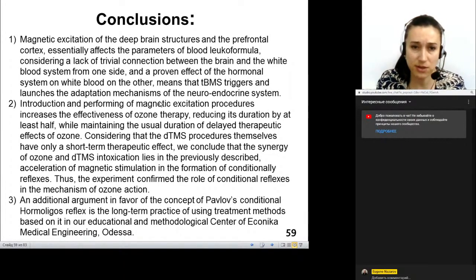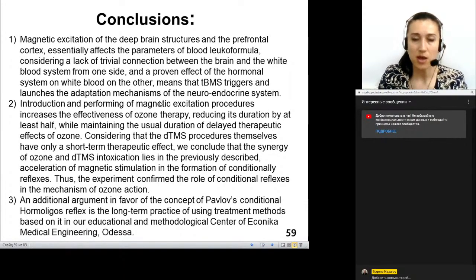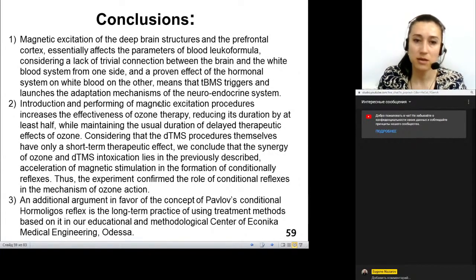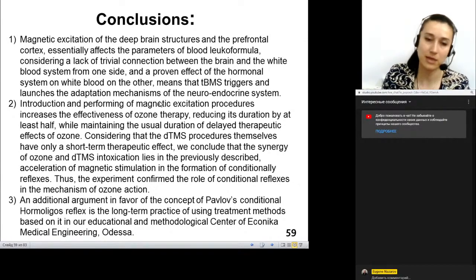An additional argument in favor of the concept of Pavlov's conditional homologous reflex is the long-term practice of using treatment methods based in our educational and methodological center of our Econica Medical Engineering Enterprise, which is located in Odessa.